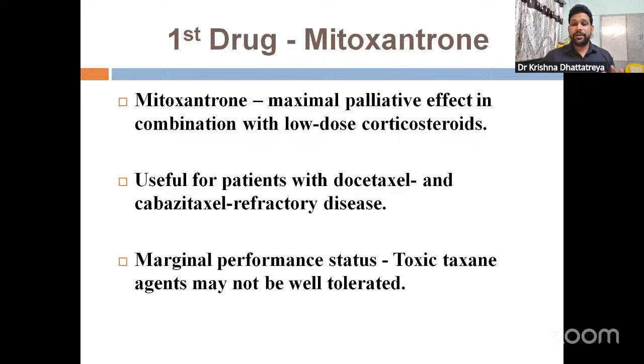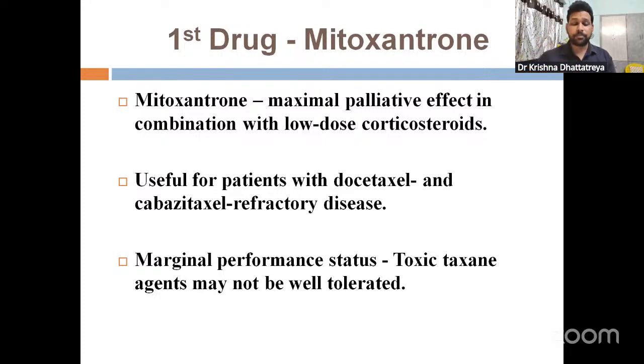So what are the different drugs that you have to understand? What are the different drugs that are used in management of castration resistant prostate carcinoma? The first drug that is used is mitoxantrone. It will have a minimal palliative effect, but mitoxantrone should always be combined with low dose corticosteroids. It is usually for patients who are very refractory to docetaxel or cabazitaxel, which is the second line drug. The first line of drug is definitely docetaxel, and cabazitaxel is the second line of drug.